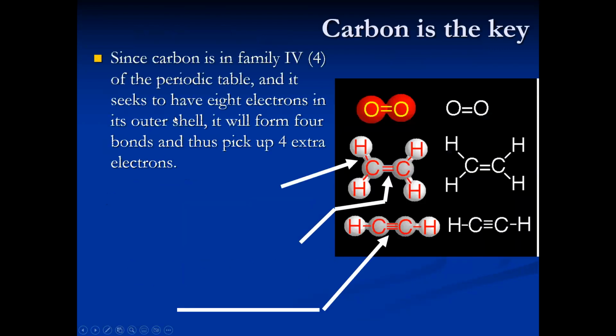Okay, carbon is the key to organic chemistry. Since carbon is in family 4, remember I told you it was in family 4, that column of the periodic table, it seeks to have 8 electrons total in its outer or valence shell. It will form 4 bonds and thus pick up 4 electrons. So notice here, 4 electrons are being shared here because of 2 bonds. Here, you get 2 here.